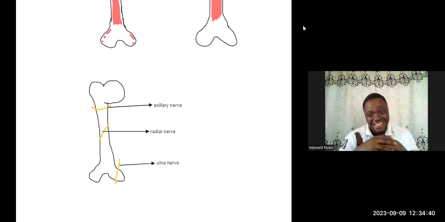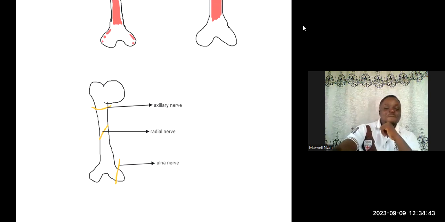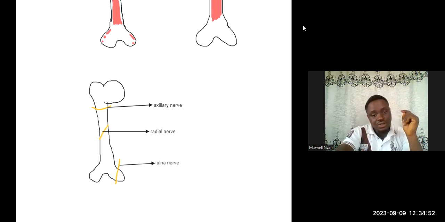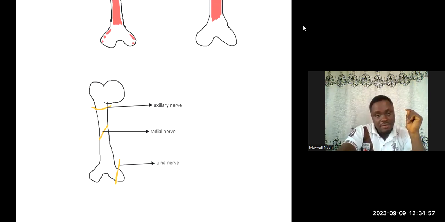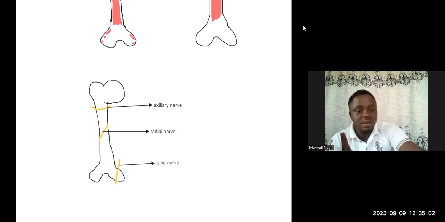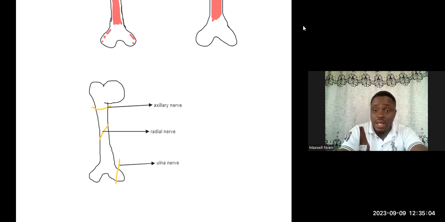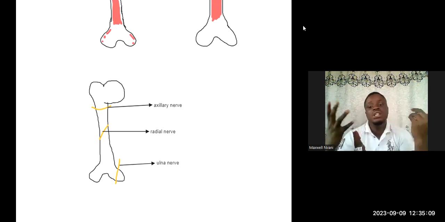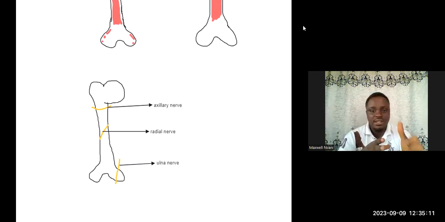So if there is a fracture at the neck, you suspect that there could have been damage to the axillary nerve, okay? If there is a fracture at the middle third, you'll be scared of the radial nerve. And if there's a fracture at the lower portion, the supracondylar portion, or the lower end, then you'll be thinking of damage to the ulnar nerve, okay?